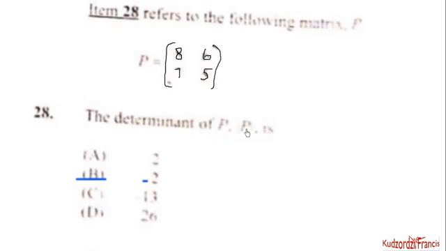The determinant of P, denoted by this, is, so you know the determinant, just multiply the leading diagonals and subtract the product of the other diagonal. If you multiply 8 by 5, you get 40. Then subtract 7 times 6, which is 42. 40 minus 42 is equal to negative 2. So the answer is negative 2.